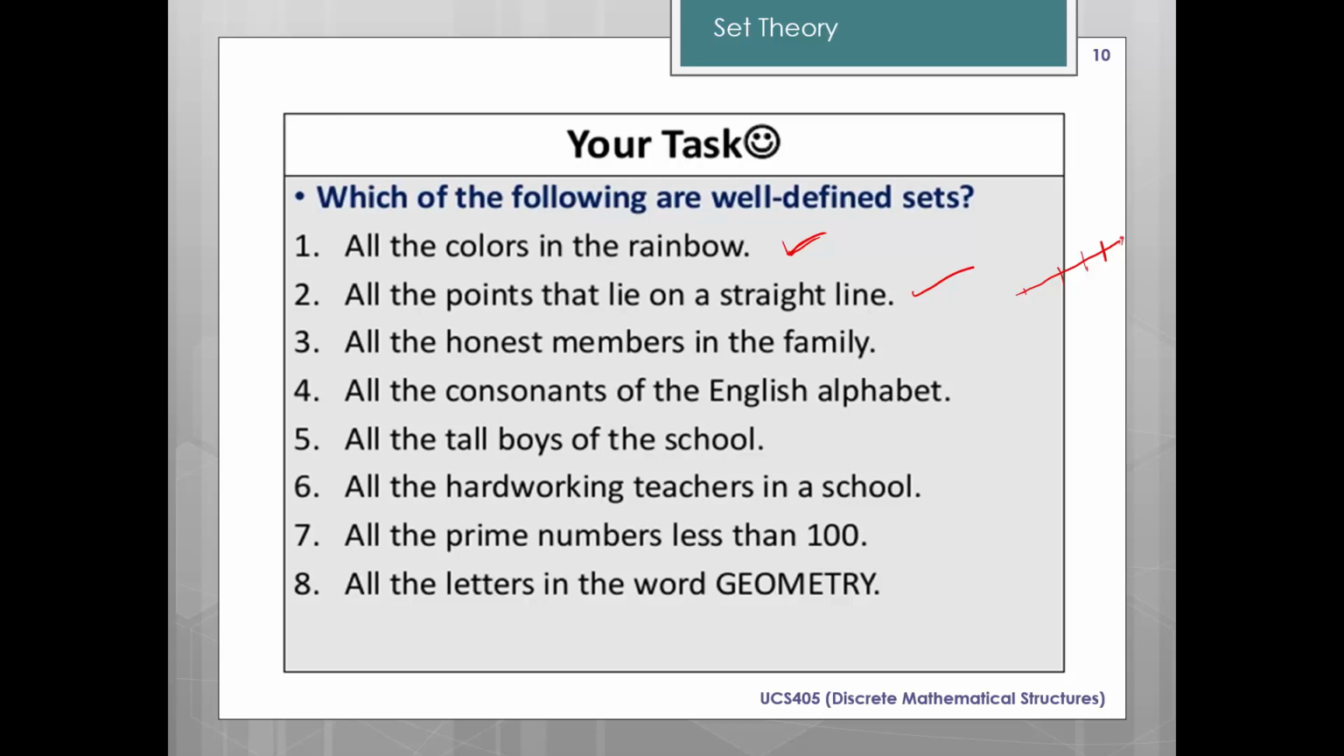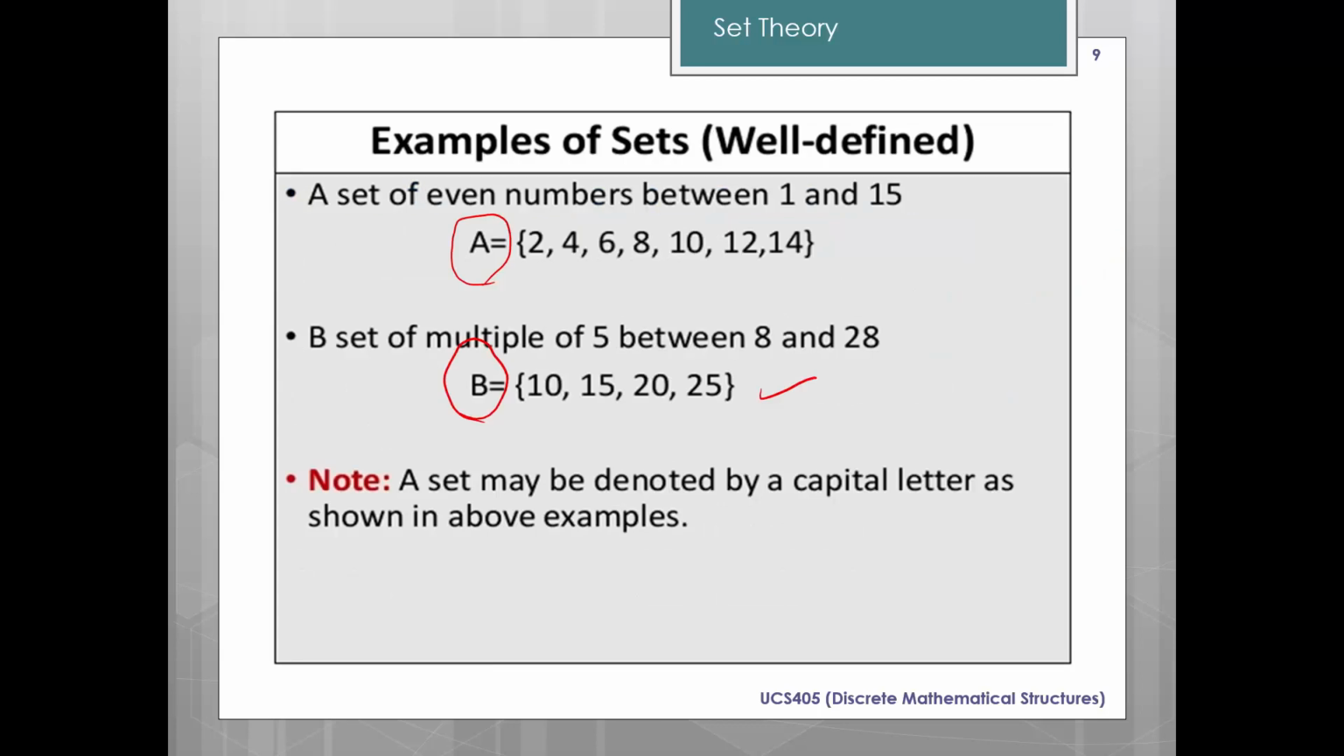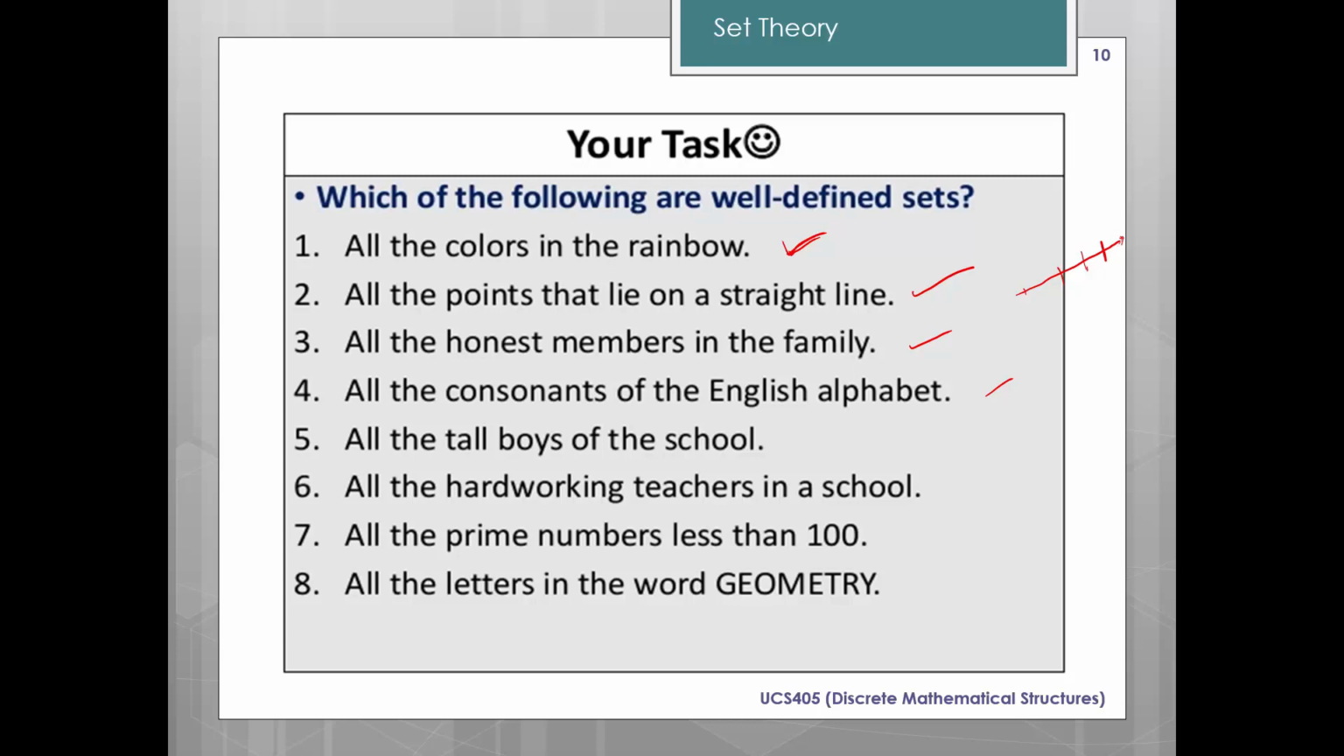All the honest members in the family. I don't think that is a well-defined set, because the answer varies. Some of the members are honest, some are dishonest. So it's not a well-defined set. All the consonants of the English alphabet, yes. Other than 5, the rest are consonants. All the tall boys of the school, no, that's not a well-defined set. All the hardworking teachers in a school: some of the teachers are hardworking, some are not hardworking. So that's also not a well-defined set. Even in the case of tall boys, we are not specifying how much height, after how much height we can say that a boy is tall or not tall. So that is also not a well-defined set.